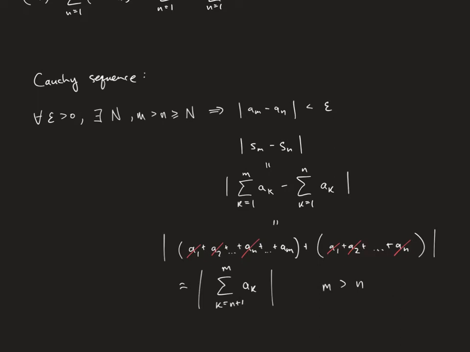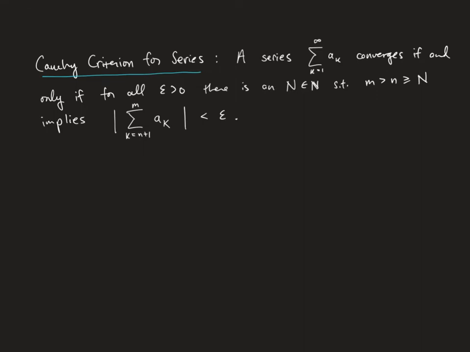If we use that as our definition for Cauchy sequence, then this difference in partial sums just becomes this sum. When your m is bigger than n, all of those first n terms in your sum get canceled out when you do this difference, and so you're just starting at n plus 1 going up to m. The sum of those terms has to be less than epsilon. So we can write this theorem, the Cauchy criterion, in terms of partial sums.